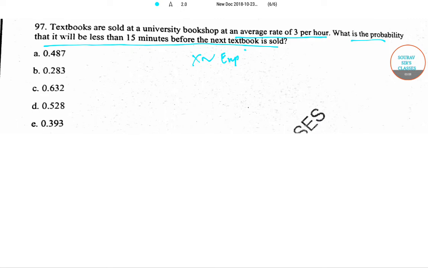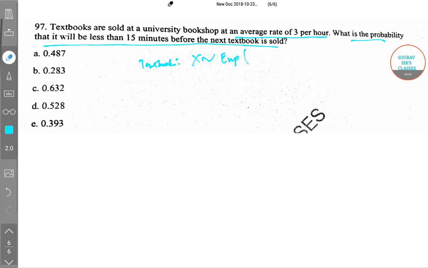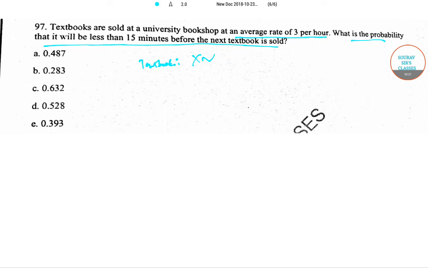with parameter, or rather let's solve it in a more detailed way. Now x over here is the textbooks and they would follow rather a Poisson distribution with parameter lambda is equal to 3.